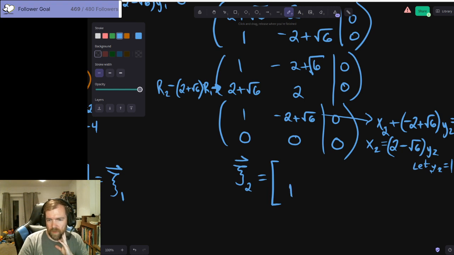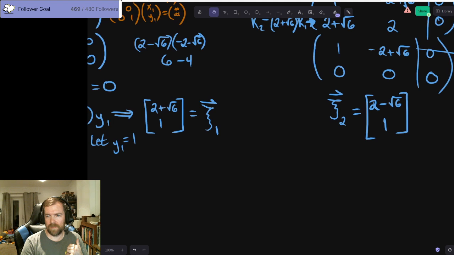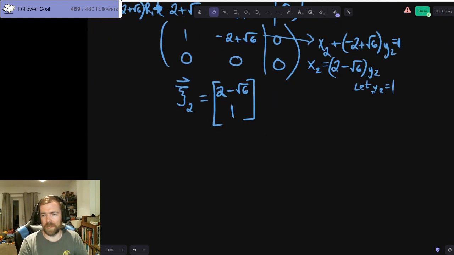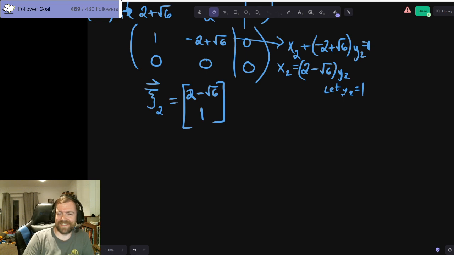And if you decided that you didn't want to do that, what would happen? You'd be pointing in the same direction. Because the ratio of x2 to y2 is constant. So however you're doing it, it doesn't really matter what numbers you're putting in there. As long as you're plugging a value in for y2, it doesn't matter what value, as long as it's not 0. Don't let it be 0, because that doesn't work.